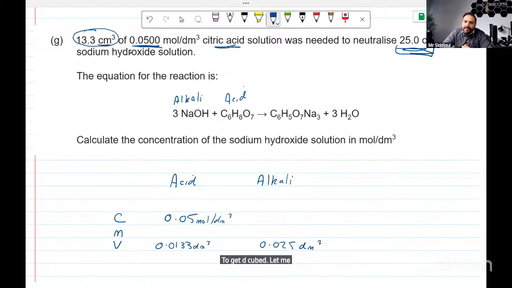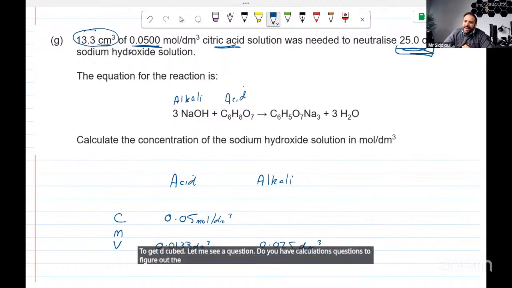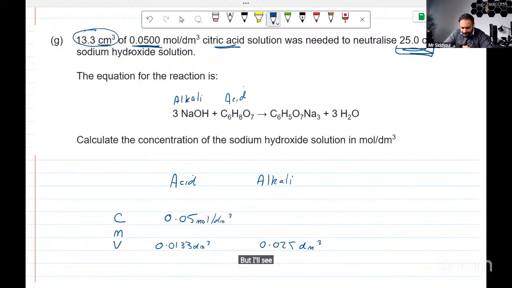Let me see a question. Do you have calculation questions figuring out the limiting reactant? Yeah, I'll see if I can find one of those. That is a painful topic, the limiting reactant one, a little bit. But I'll see if I can find one question on that.